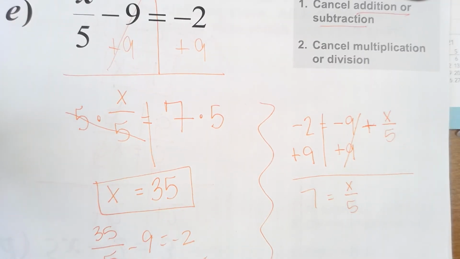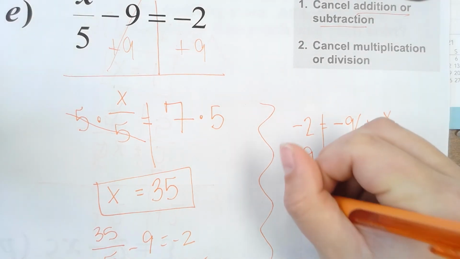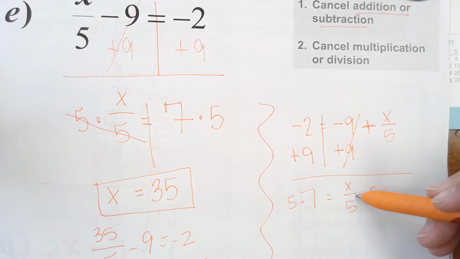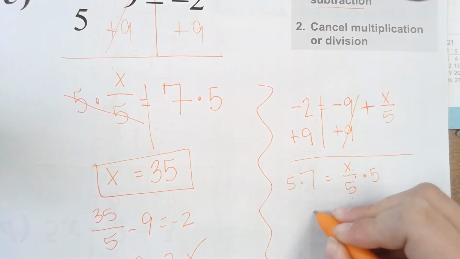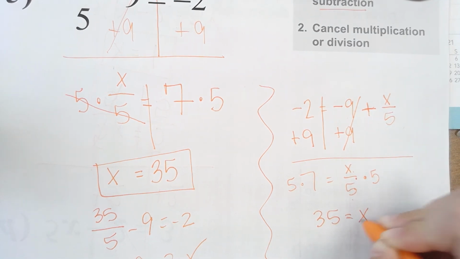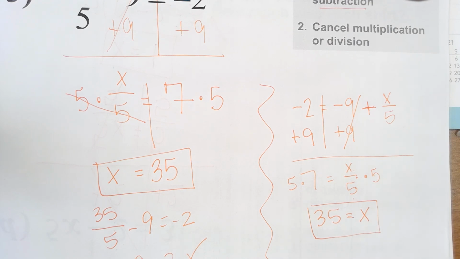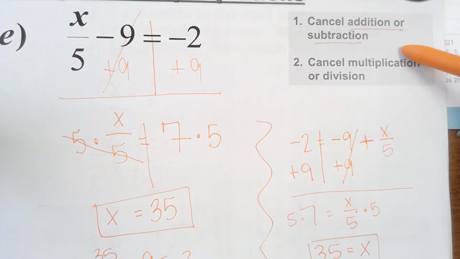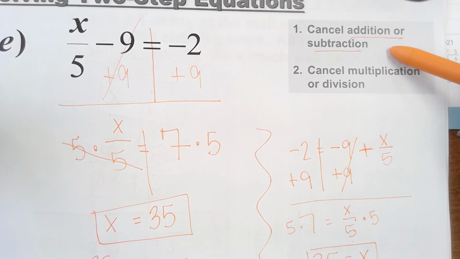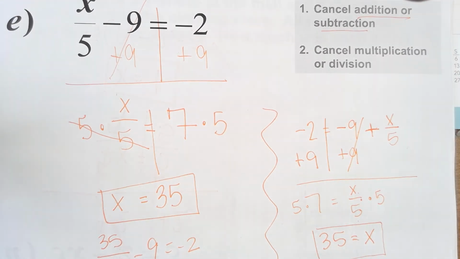So same thing, to get x by itself, you need to multiply by 5 on both sides because the x and the 5 are dividing. So the opposite of dividing is to multiply. And then notice how we are going to get the same exact thing, except the only thing that was different was we started with x on the right side. Okay? So just know that this could happen, but even if x is on the right side, you still have to follow the same process by cancel addition or subtraction first, and then second step is cancel multiplication or division.